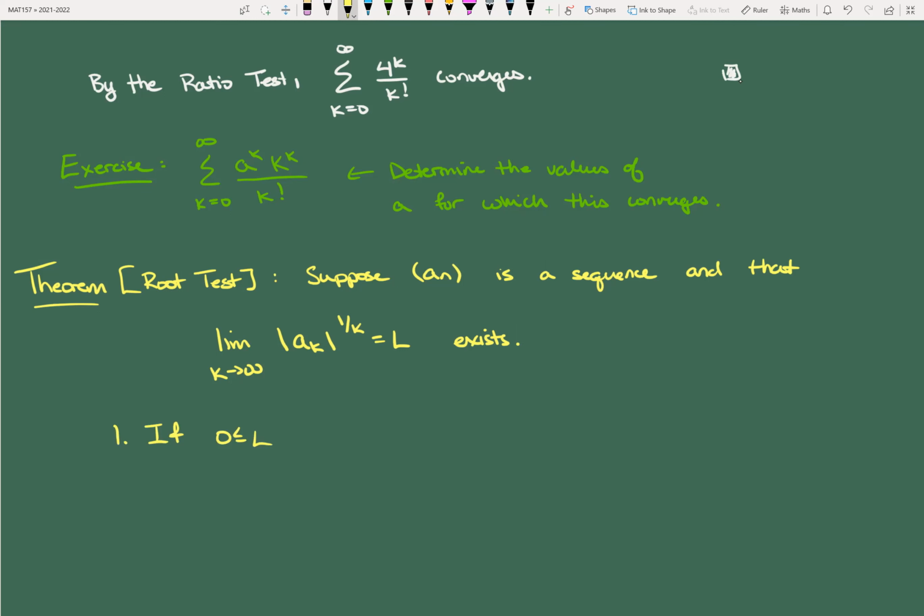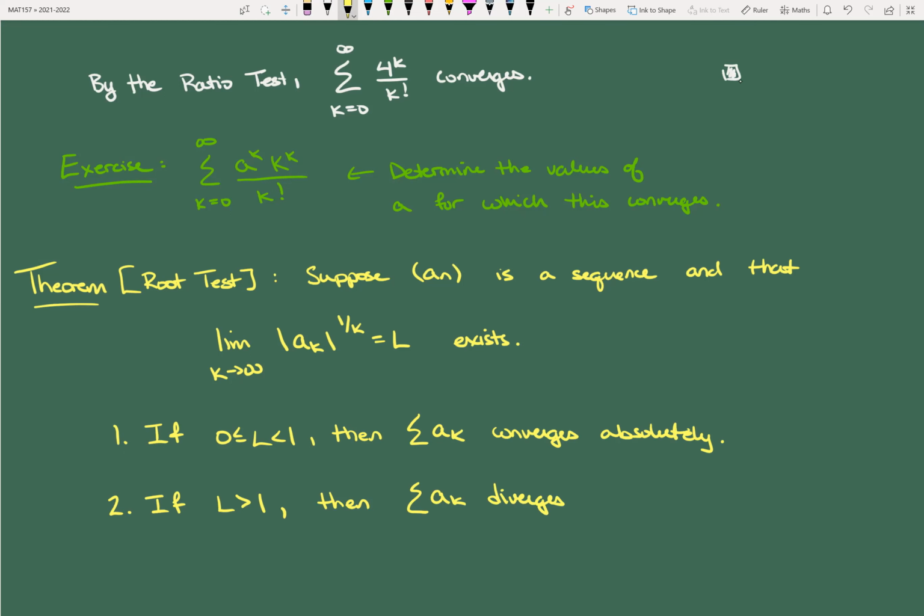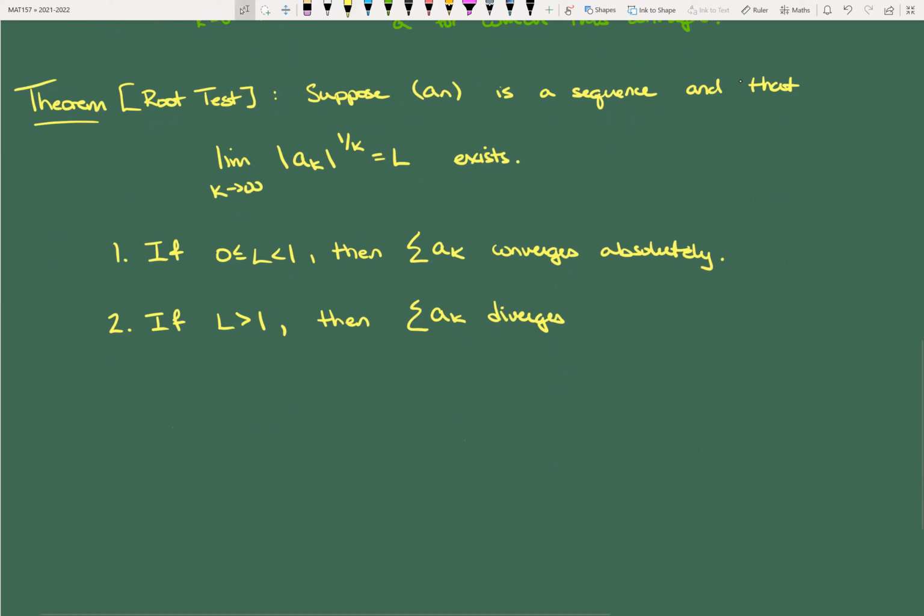So 1, if 0 is less than or equal to L is less than 1, then the sum of a_k converges absolutely. 2, if L is bigger than 1, then the series diverges. And 3, if L is equal to 1, it's inconclusive.